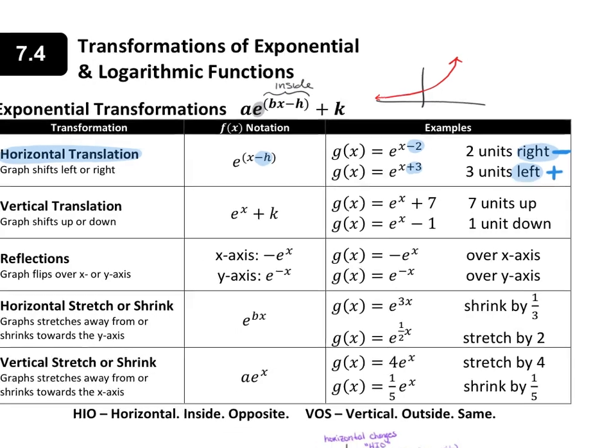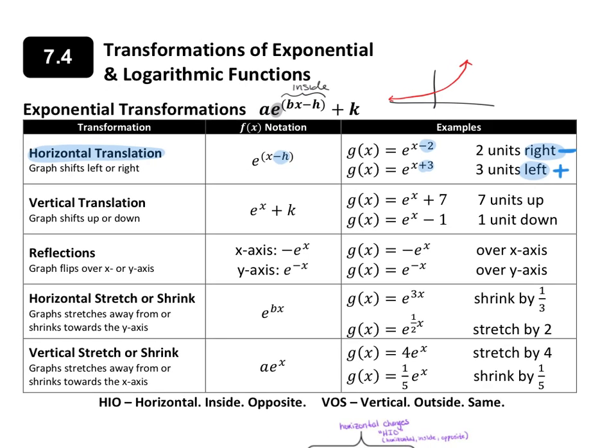Now my vertical translations, again, same as we've seen before. My vertical translation is just going to move the graph up or down. This number is added or subtracted behind the function, not inside of it, so it is not in the exponent, and it is big like a regular number. In my examples, you have +7, which means it's going up, and you have -1, which means it's going down. So for this one, up is plus, down is minus. But notice again, those numbers are not in the exponent themselves.